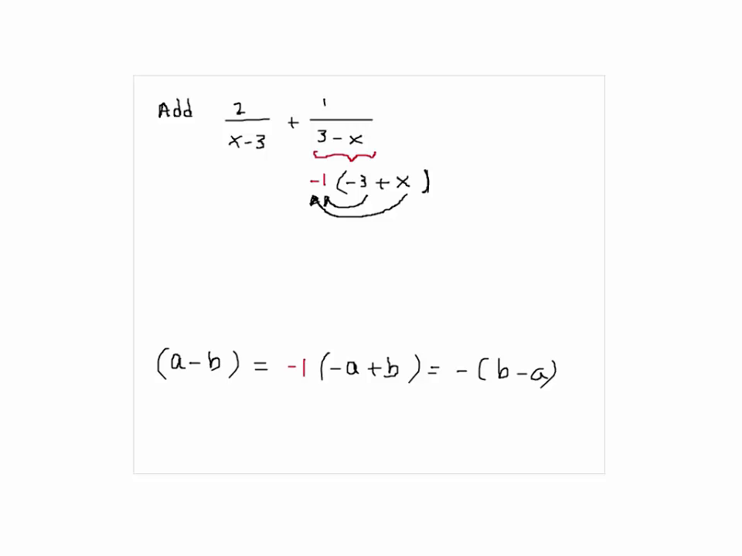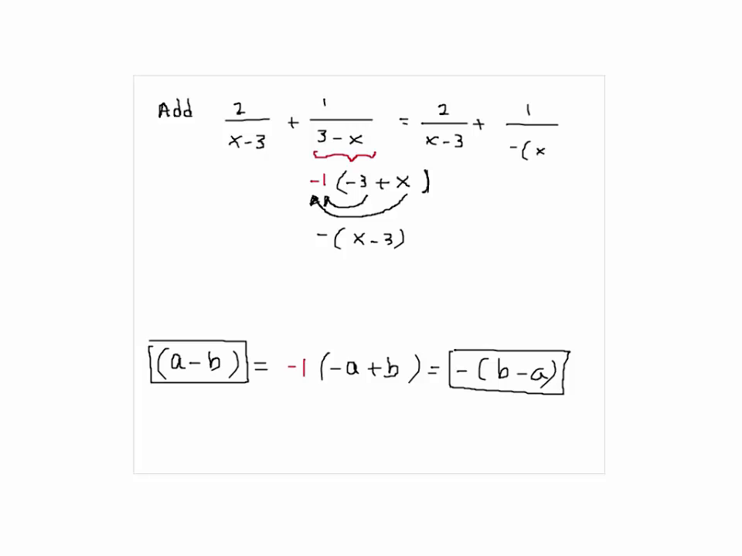So if I want to make a minus b look like b minus a, I just have to factor a negative 1 from that. You see how you have x minus 3, and this is 3 minus x. If I factor that, I would get minus x minus 3. So if I rewrite this, I get 2 over x minus 3 plus 1 over minus x minus 3. Now these look exactly like each other. We have x minus 3 and x minus 3. I can combine this minus and this sign here and make this a minus.